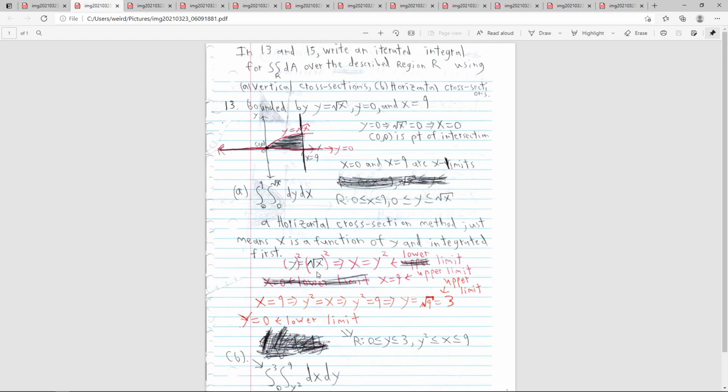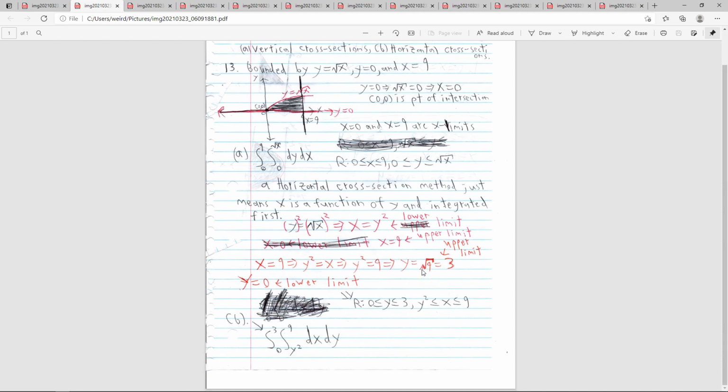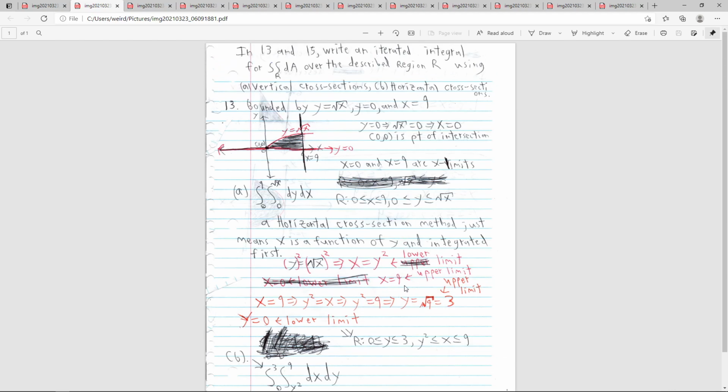So we have to write this as a function as well. So y equals square root of x means that x equals y squared. And this will be the lower limit, and we'll see, because x equals 9 is the other limit. X equals 9, x equals y squared. So why is x equals y squared now the lower limit in this case? Precisely because we're going from left to right.